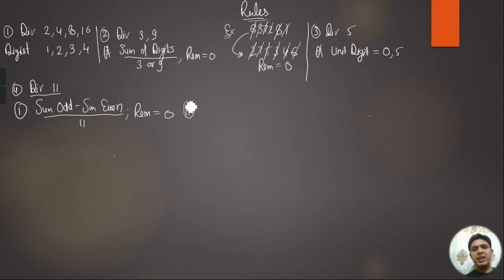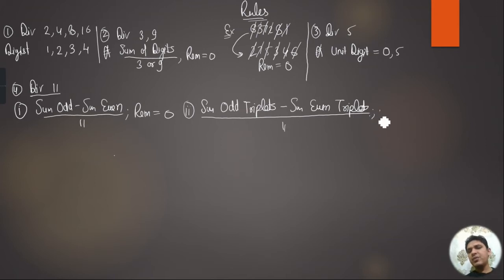Second rule I can write here: sum of the digits at odd triplets. What is a triplet, students? A triplet is the number formed by three digits. So we can write here: sum of the digits at odd triplets minus sum of the digits at even triplets, divide by 11 and remainder should be 0, right?